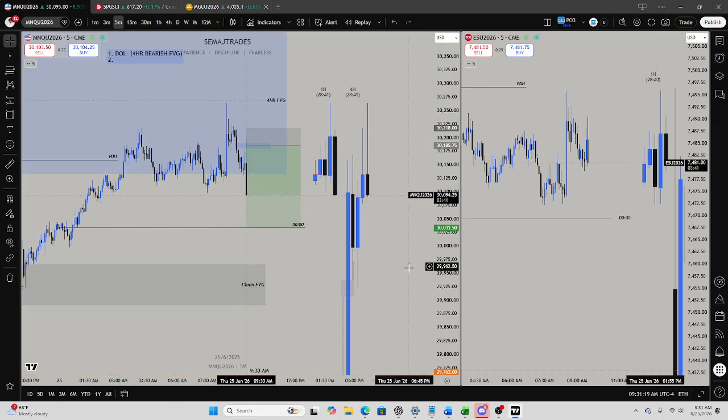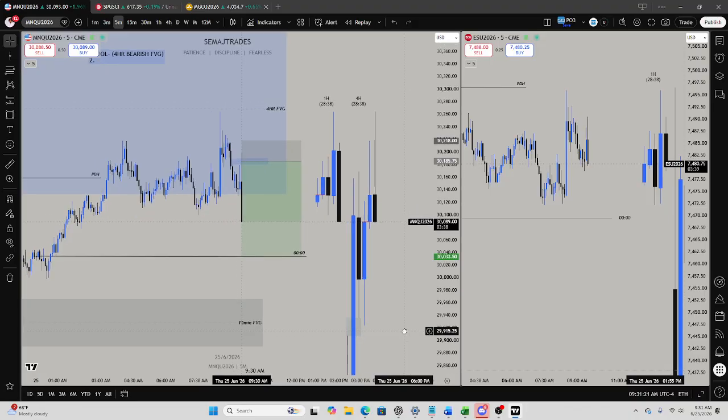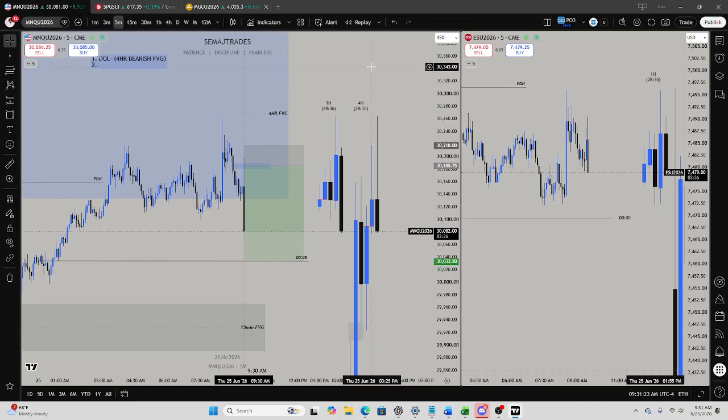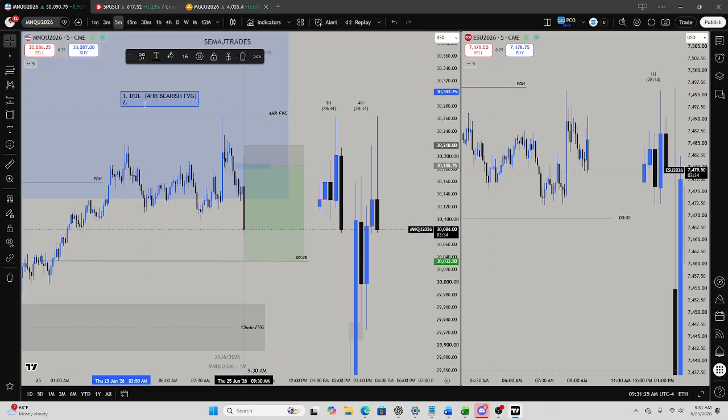I mean, already that's 91 points, you know what I'm saying? Like, that's a piece of the pot already, right? So that step 2 would have been SMT, but not applicable in this case, right? That step 3 is our market structure shift, or CISD. We have this 5-minute CISD.